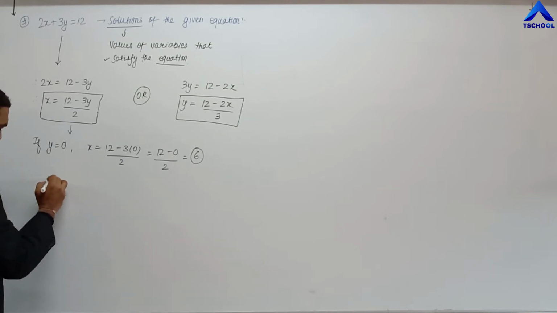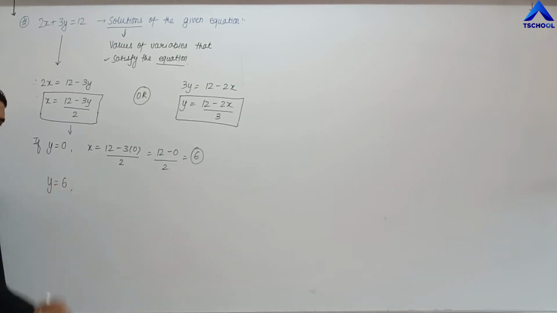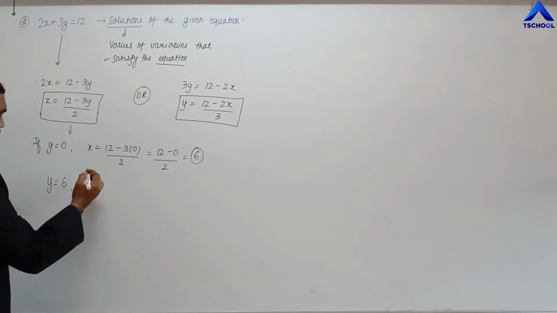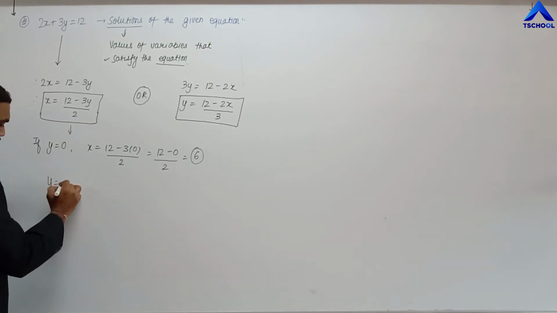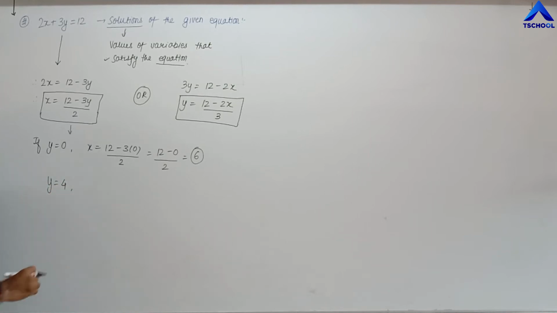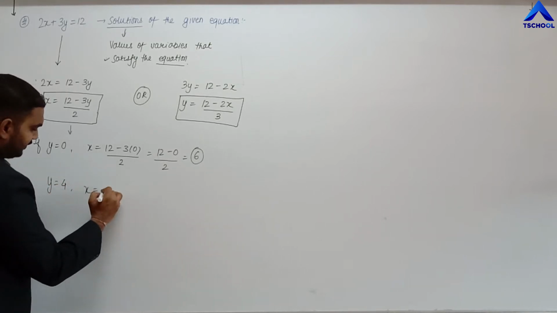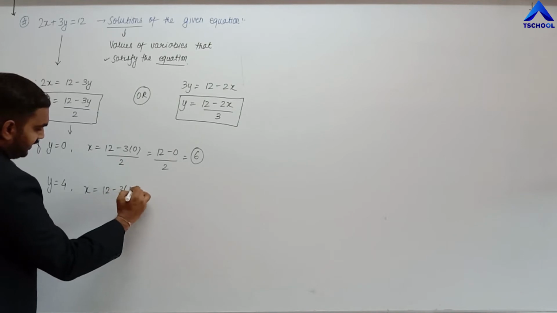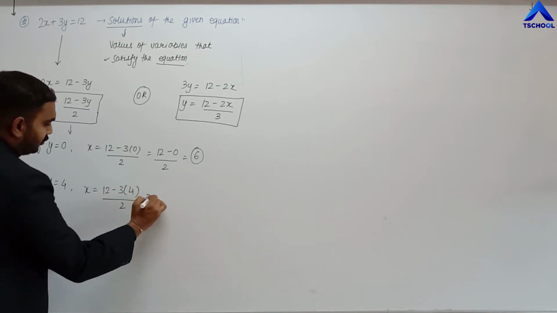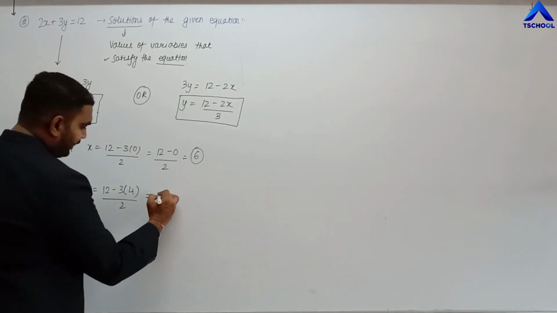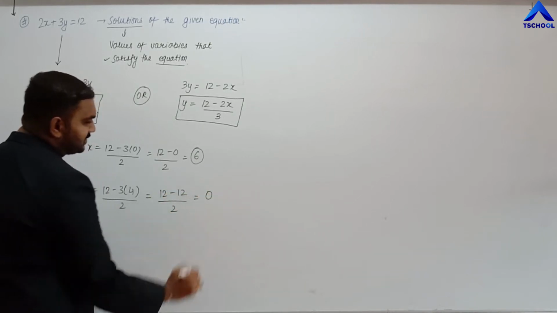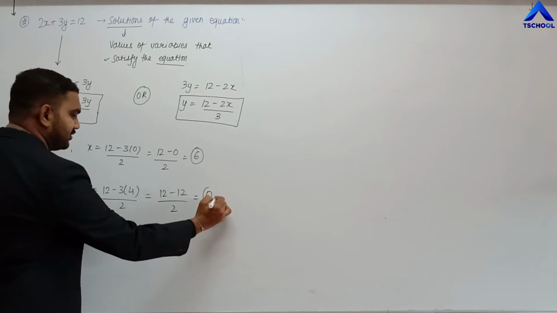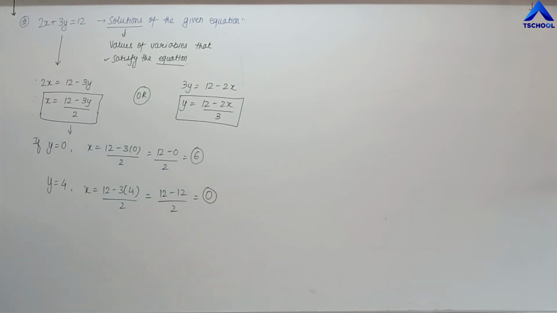Let me say that if I take y equals to 6, then what am I going to get, sorry, let me take y equals to 4. That means x is equal to (12 minus 3 into 4) upon 2. That is (12 minus 12) upon 2. What is 12 minus 12? 0. And hence for y equals to 4 we get x equals to 0.